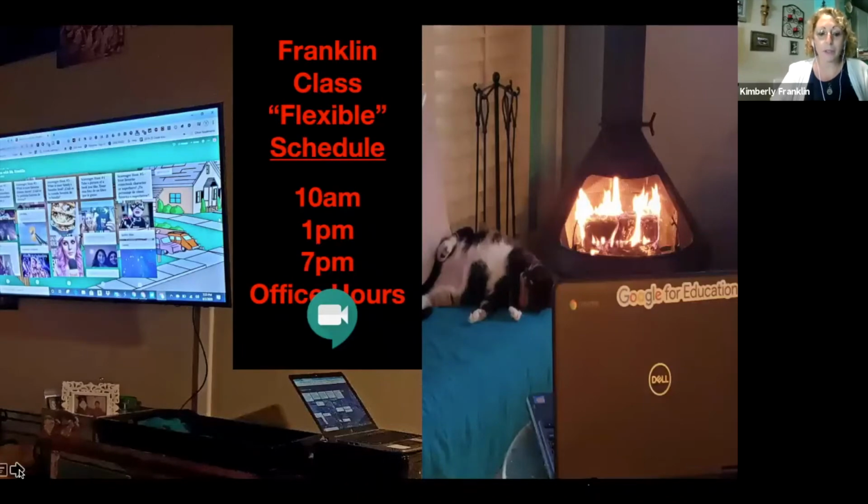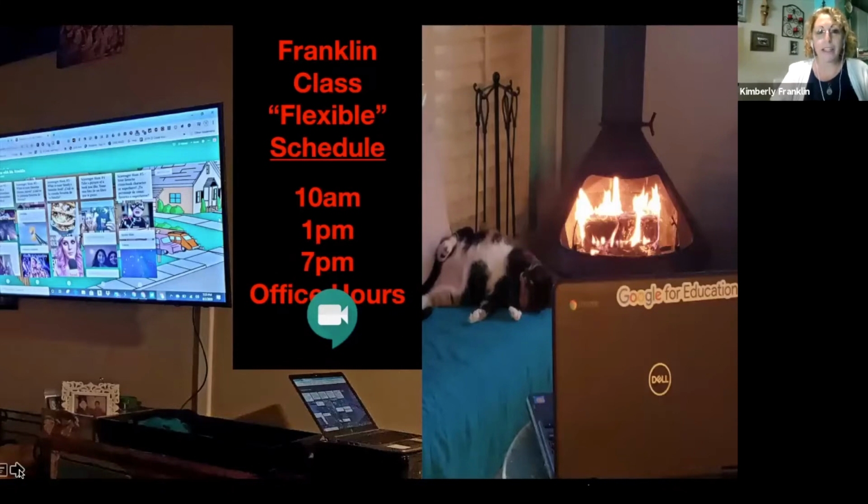This is what my classroom looks like now. This is my home, and it is a very flexible yet structured classroom that I have. I use Google Meet to host my virtual school at 10 a.m. and 1 p.m. And then I also have a 7 p.m. once a week. It might be twice a week coming up because the kids love it so much.